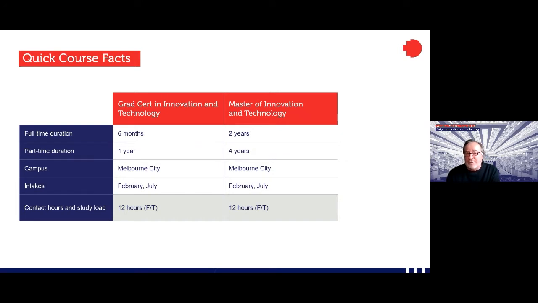The masters is a 2-year full-time and 4-year part-time. They're both based in Melbourne City campus. We have intakes in February and July. Contact hours, approximately 12 hours contact, that is lectures or tutorials a week, and probably twice that again in what we call non-contact hours, the work that you need to do beyond your study.